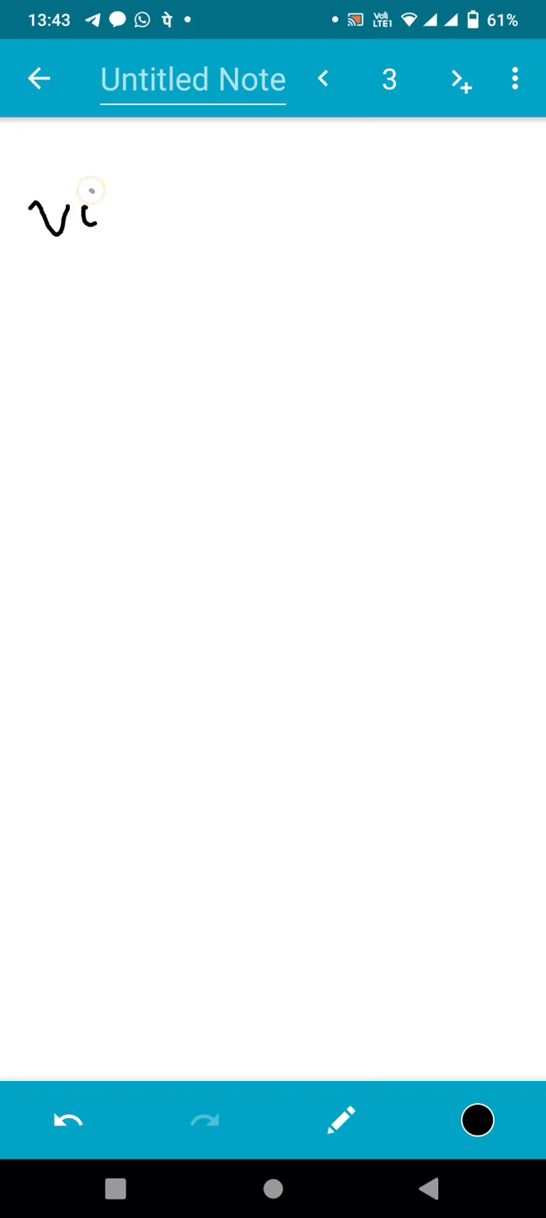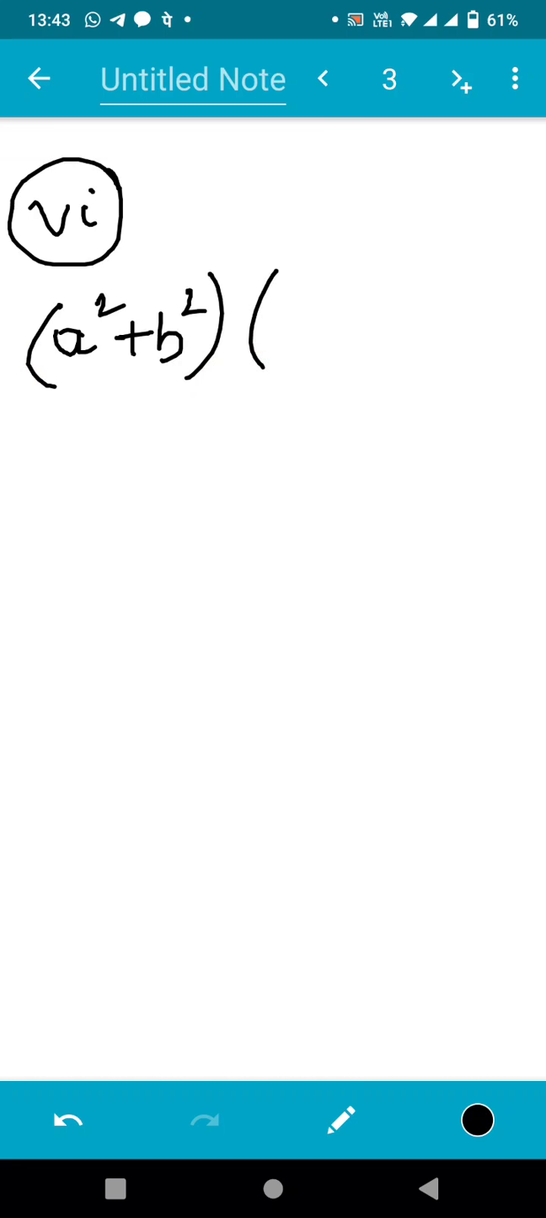Now this is sum number 6. What we have is a square plus b square in the first bracket, and in the next bracket we have minus a square plus b square. Now you see there is some problem with the arrangement. In the first bracket, if you carefully observe, a square is positive and b square is also positive, but in the second bracket a square is negative but b square is positive. There is no such identity as (a plus b)(minus a plus b). There is one identity, (a plus b)(a minus b), but not minus a plus b.